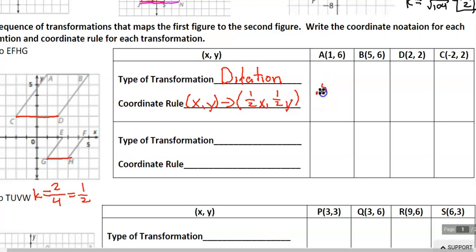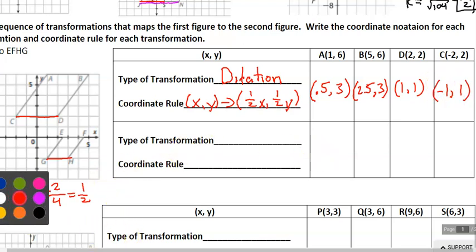So let's take half of 1, I get 1/2, 0.5. Half of 6 is 3. Half of 5 would be 2.5. Half of 6 would be 3 again. Half of 2 and 2 will be 1 and 1. Half of -2 and 2 will be -1 and 1.